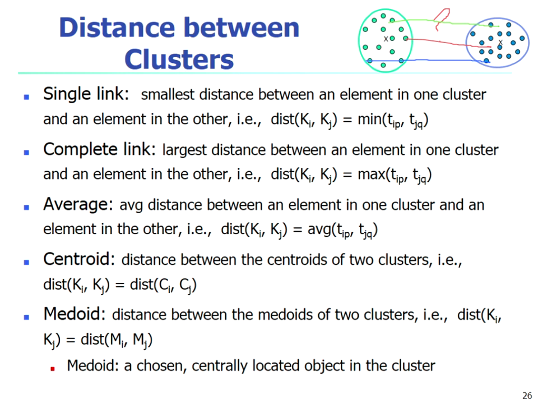Let's begin with the first manner, single link. Single link means we will consider the smallest distance between an element in one cluster and an element in the other. So for single link, we will calculate all the possible distances between all the tuples from cluster number 1 and cluster number 2. After that, we will consider the smallest distance. Single link means smallest distance. Is it clear?